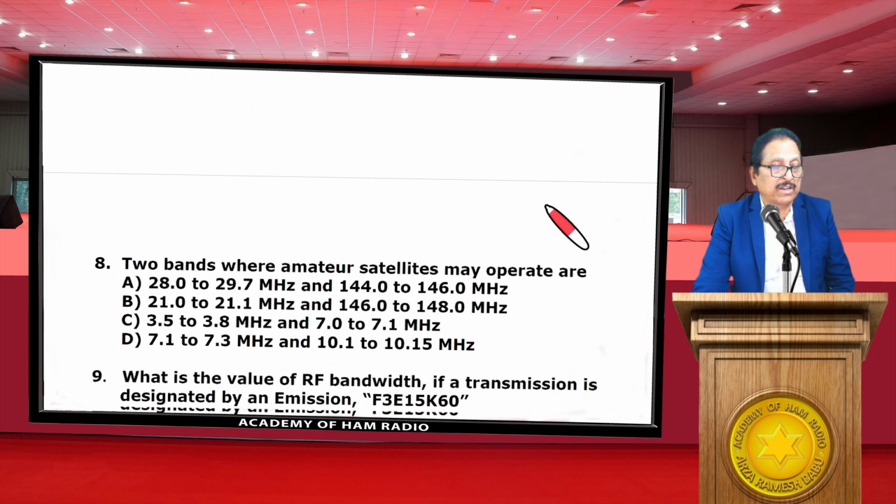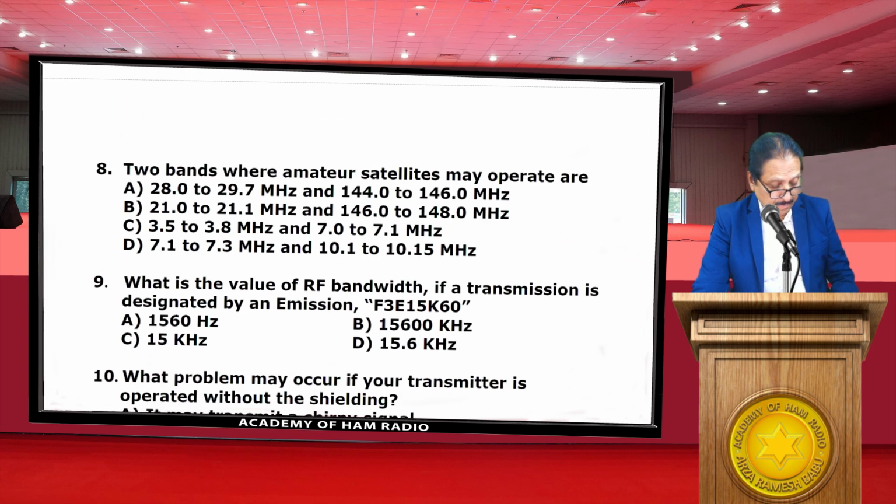Question number 8. Two bands where amateur satellites may operate are, so two bands: 28 to 29.7 megahertz and 144 to 146 megahertz. These are the bands where satellites can operate. So Alpha is the right option.